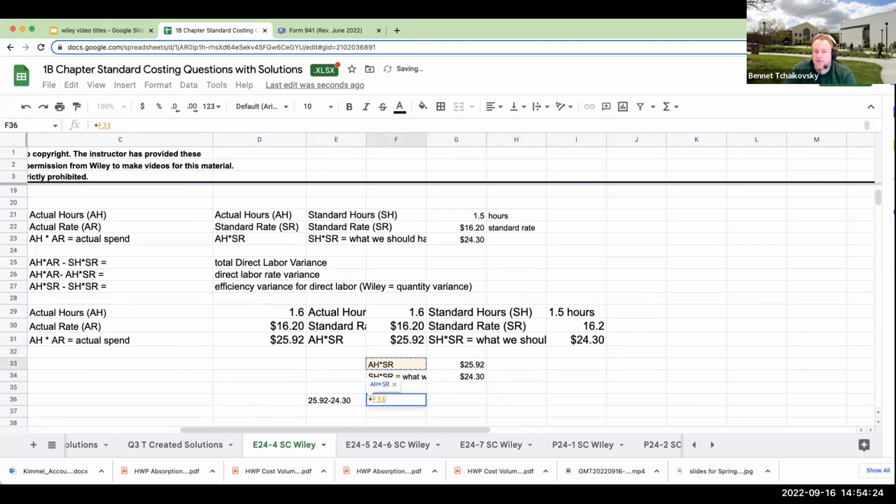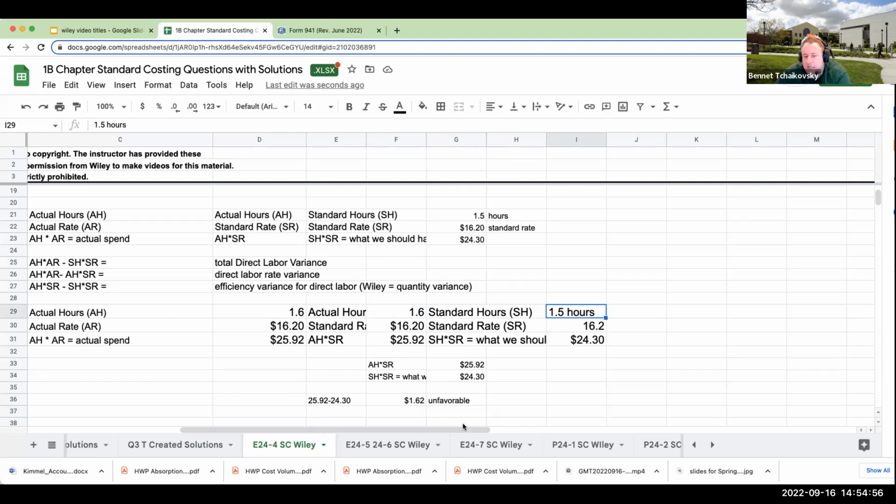This is basically going to give me $1.62. And it doesn't matter to me on my exams if you say it's positive or negative. I really don't care. What I'm more concerned about is whether it's favorable or unfavorable. Well, it's going to be unfavorable. Why? Because it took me longer to work on the brake job than the standard hours I had estimated. So this variance is unfavorable.